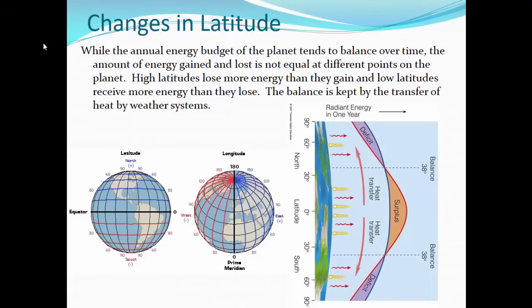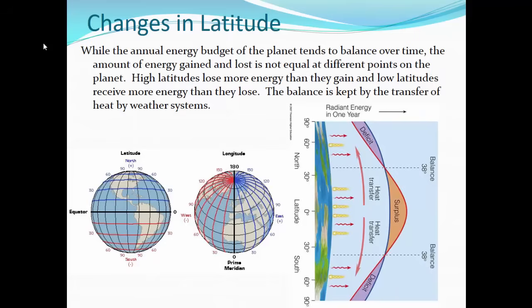Back to the annual energy budget of the planet. It tends to be in balance over time. The amount of energy gained and lost is not equal, however, at different points on the planet. At higher latitudes, you lose more energy than is gained, and low latitudes receive more energy than they lose. The balance is kept by a transfer of heat by weather systems.